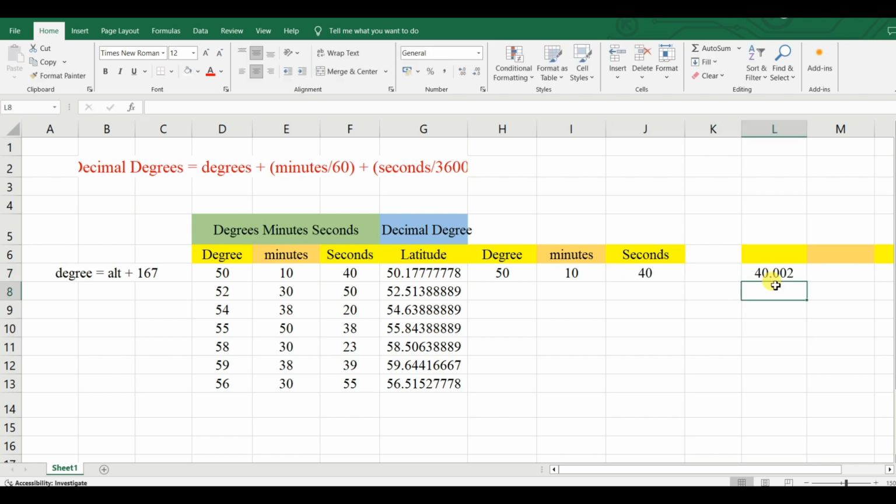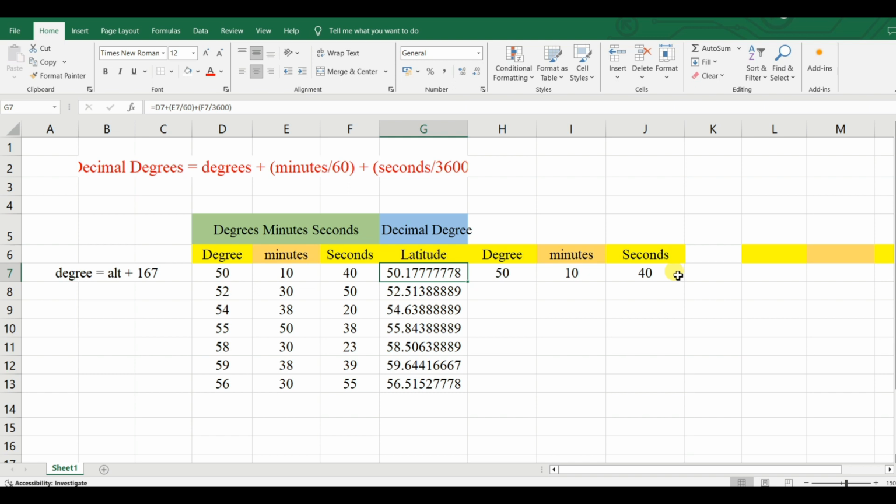So the conversion is completed. Latitude in decimal degree towards degree, minute, second. When I tried to convert degree, minute, second into decimal degrees, this was the value, and now this decimal degree is converted to degree, minute, second. This is the process of basic understanding.